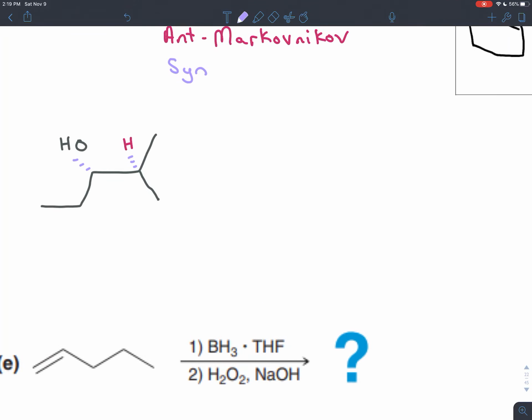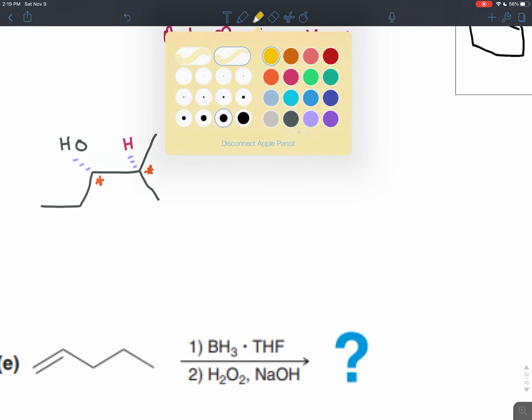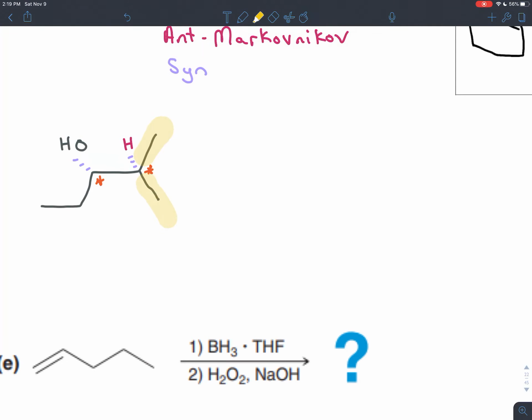Okay, these are the only 2 carbons that could be chiral centers here. The one with the hydrogen is not chiral because it's bonded to the same thing twice. It's bonded to 2 methyl groups. That means that carbon can be bonded to, at most, 3 different things. So it has 4 branches, but only 3 of them are different. So that's not a chiral center.